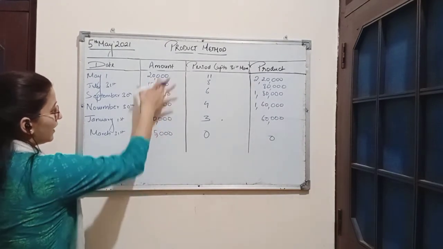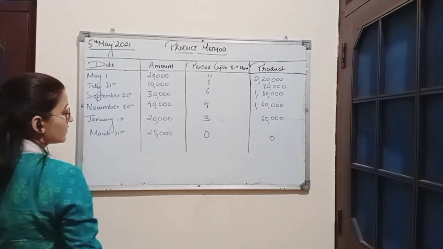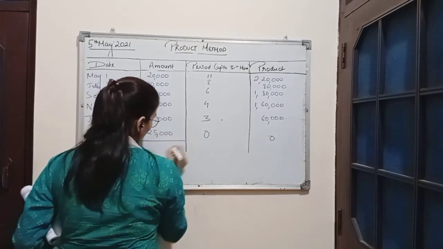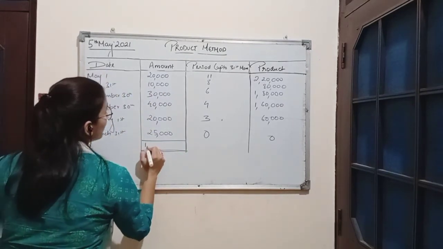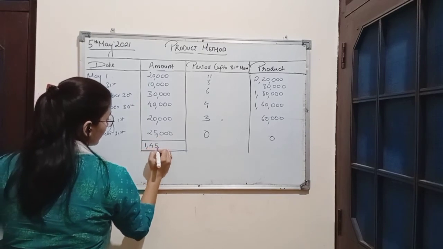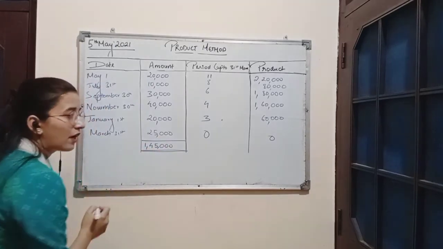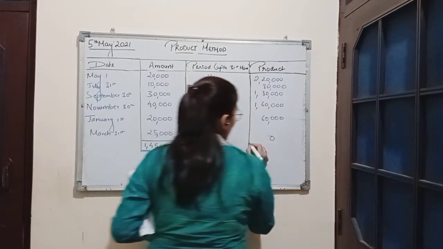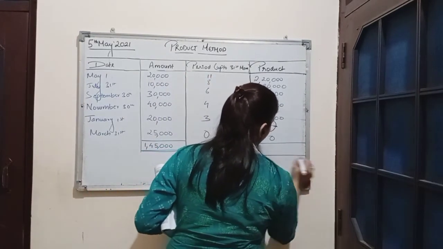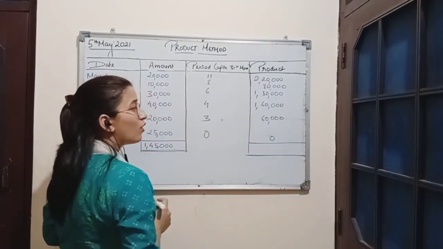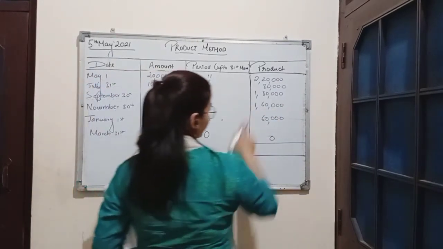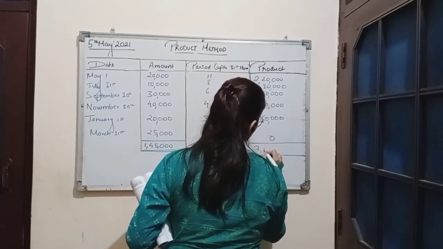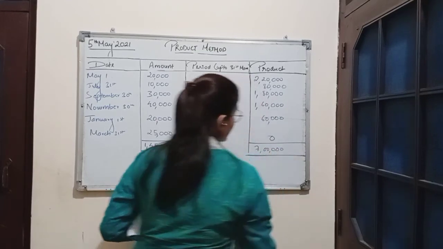Now we will calculate the total amount of drawings withdrawn by Charu for the whole year. So here the total amount is rupees 1,45,000. And we will also add the total column of product. Here the total of product will be rupees 7 lakh.